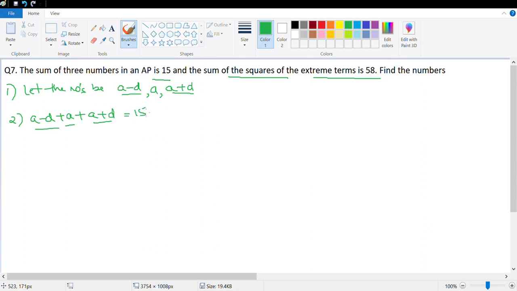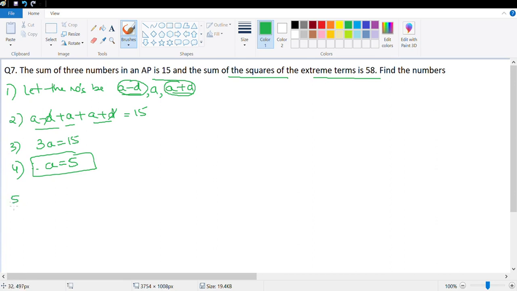So these are the 3 terms. The sum is 15 plus D. Negative D gets cancelled. So we have 3A is equal to 15. Therefore, A is equal to 5. It says the sum of the square of the extremes. So the extreme terms will be A minus D and A plus D.